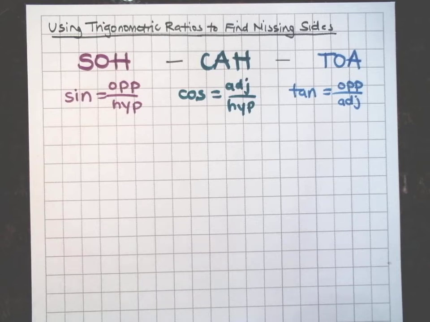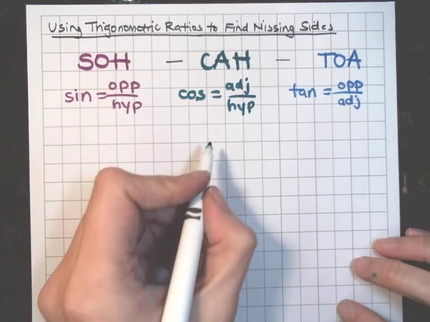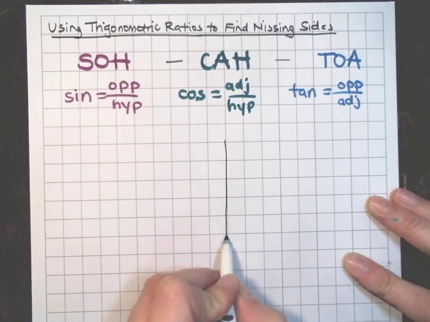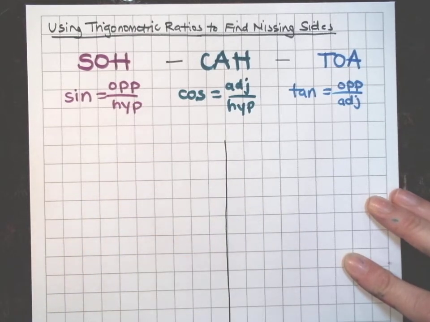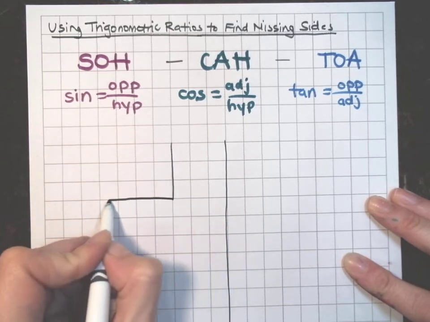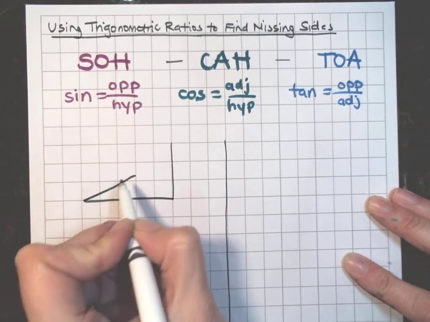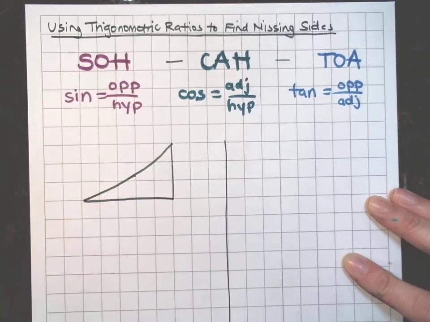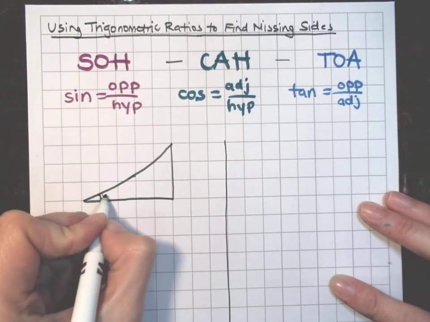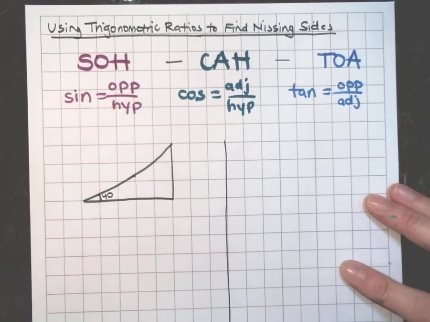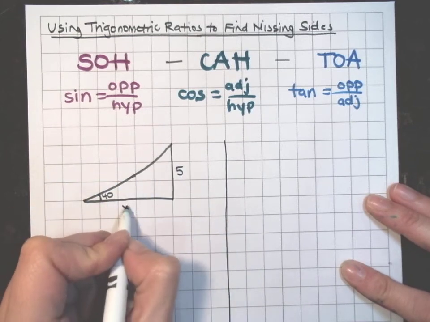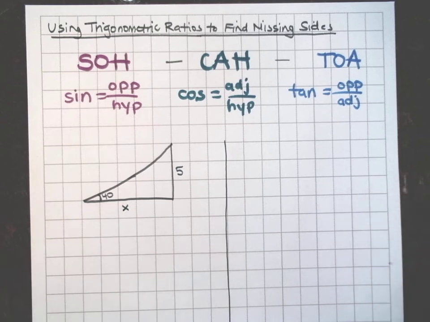All right, so we're going to go step by step how to find missing sides using these trig ratios. Let's sketch our problem first. So we have this angle, which is 40. This side is 5. They want to know what x is, what this side is.